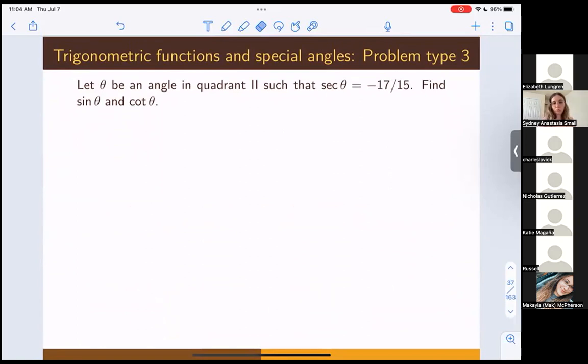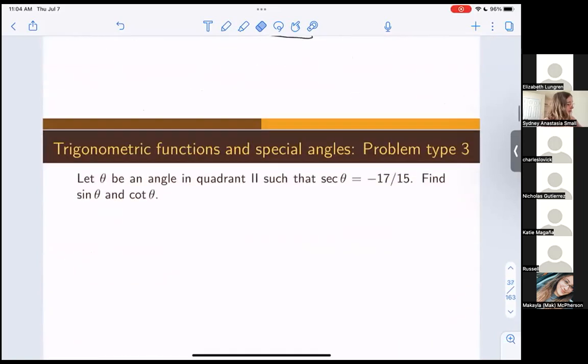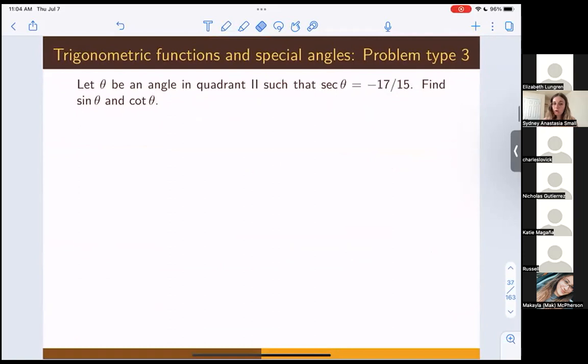Now this one's not so bad. We're already given the quadrant, so we don't have to do this analysis again that we did up here. We just already know where to draw our angle, which is really convenient. Okay, so drawing a set of axes, angles in quadrant 2, and we know that the secant of theta is -17 over 15, and secant, if you remember, is the inverse of cosine, so it is r over x.